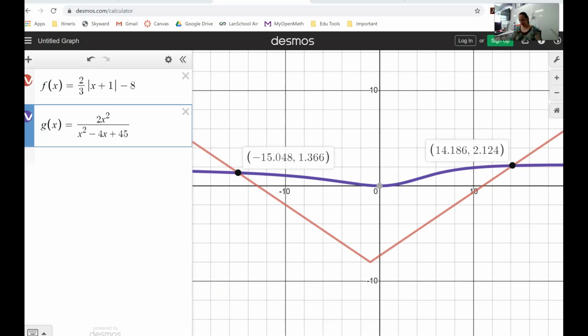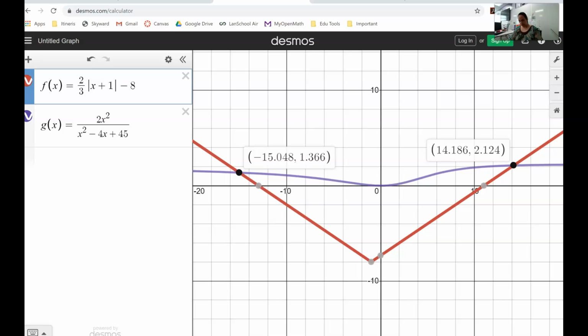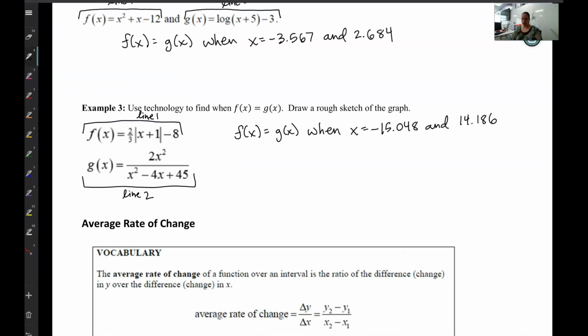Okay, when you type them into Desmos, you should get a graph that looks like this. Remember, we're looking for the intersection points, so I touch anywhere on the graph. All these gray points show up, and I want the points where they intersect. So those two, and I write them out. F of x equals g of x when x equals negative 15.048 and 14.186.